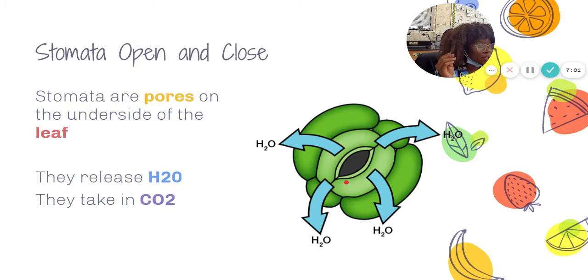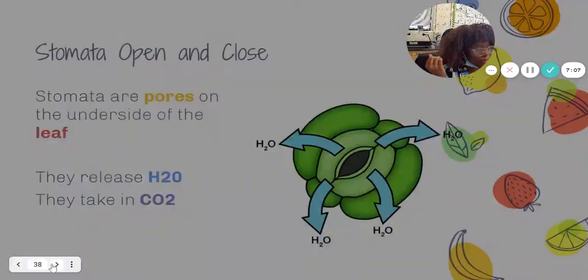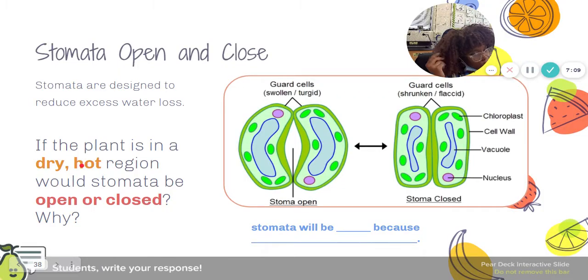Stomata are those pores on the underside of the leaf. They release H2O and they take in CO2. So if a plant is in a dry and hot region, would the stomata be open or closed, and why? Notice I have a sentence stem for you, and notice that you need to also read that information.